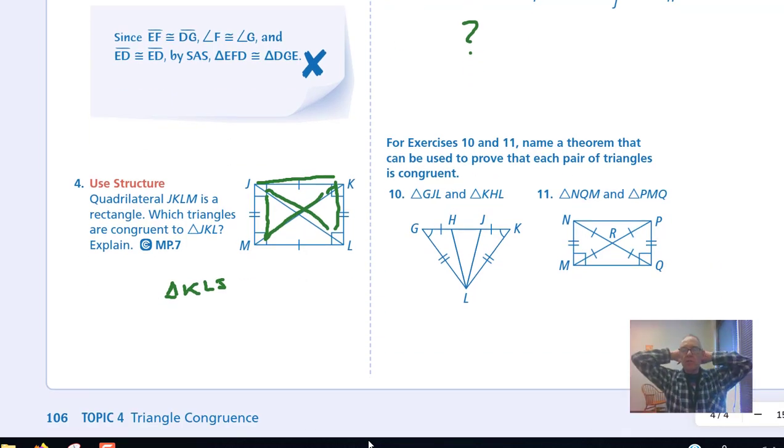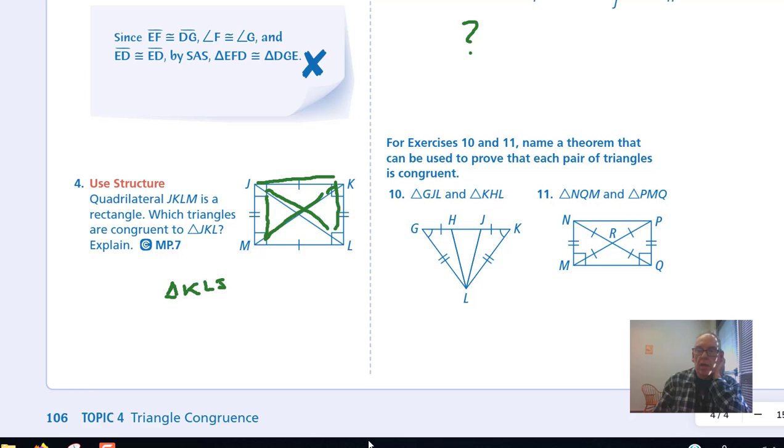For these last two, we must name a theorem that can be used to prove each pair of triangles congruent. So let's see what we got. GJL. So I can see that there's a side angle side pattern. So there's this side, this angle, this side, and this side, this angle, this side. So these two triangles are congruent.